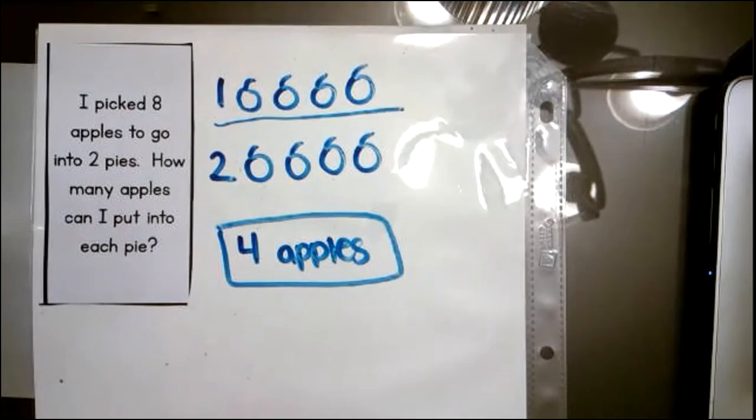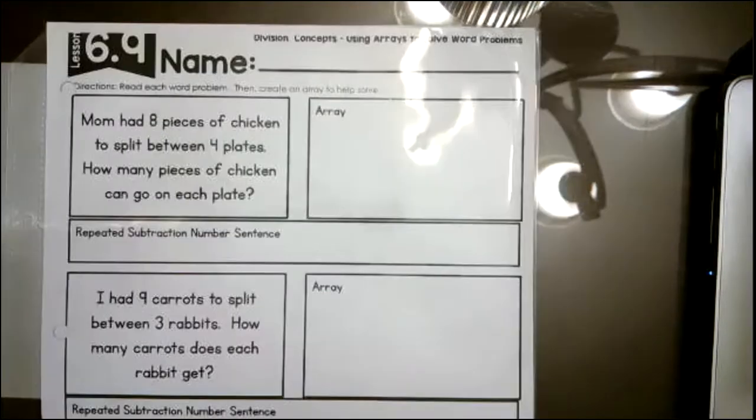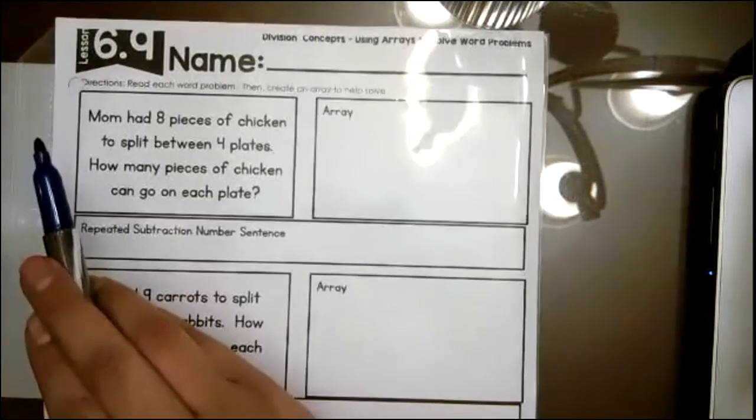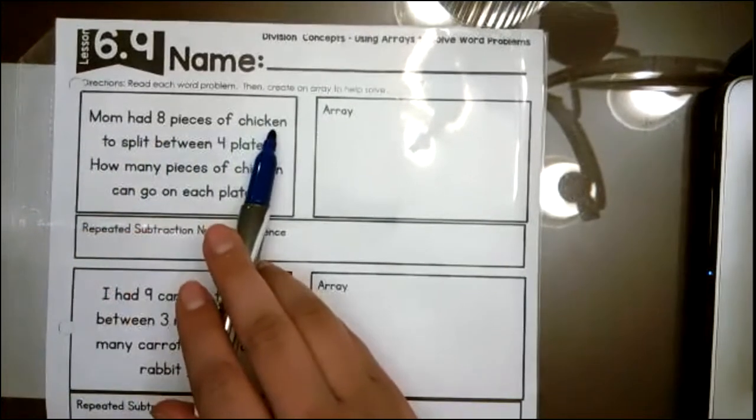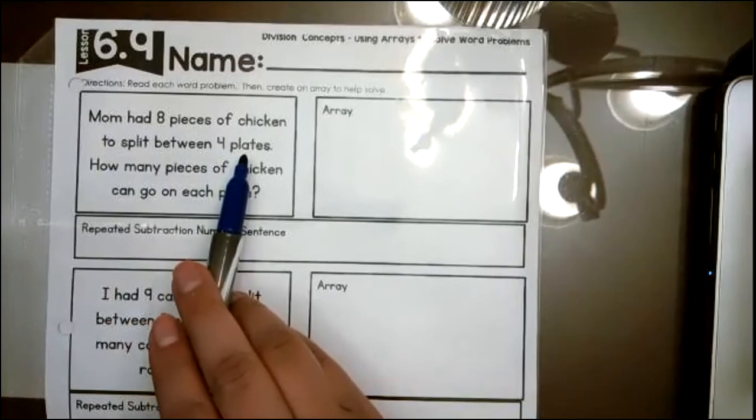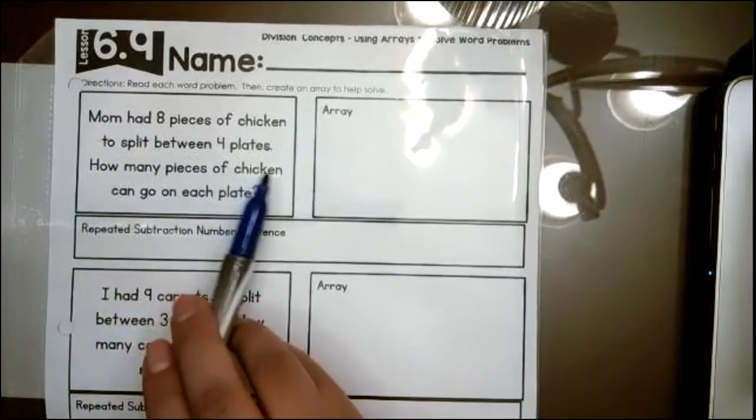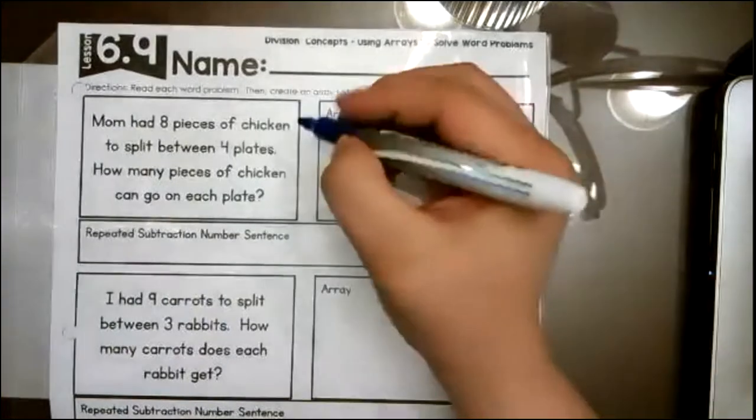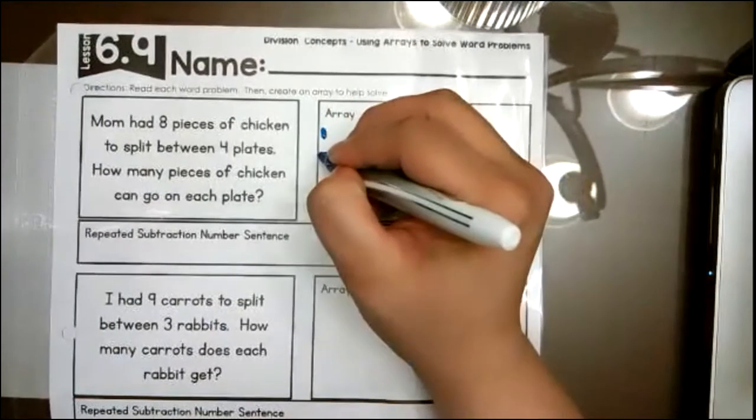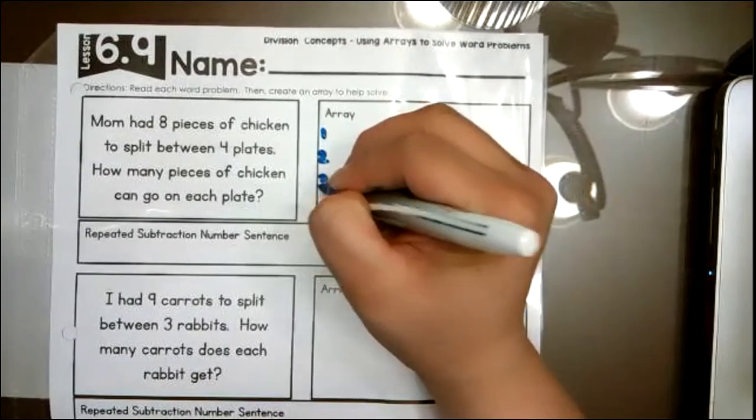All right, friends. Now we're going to do one example from our homework. All right, friends, so I need you all to get your 6.9 worksheet. And we're going to do the first problem. So the first problem says, Mom had 8 pieces of chicken to split between 4 plates. How many pieces of chicken can go on each plate? So we have 4 plates, which is going to be 4 rows or columns.